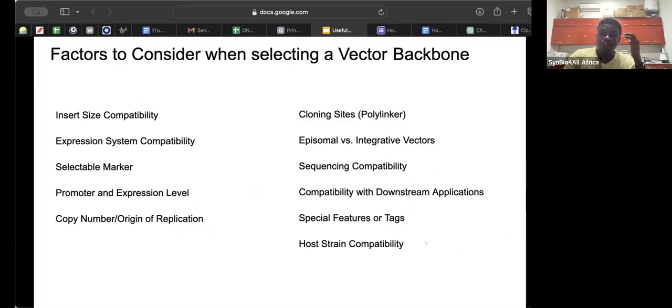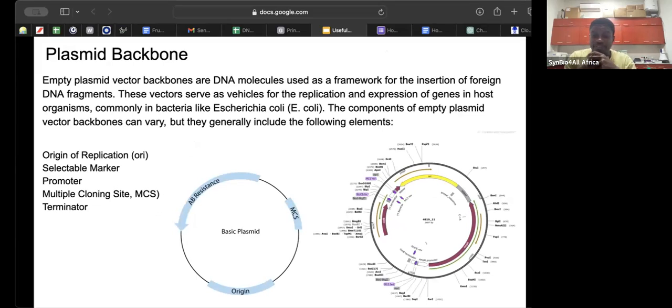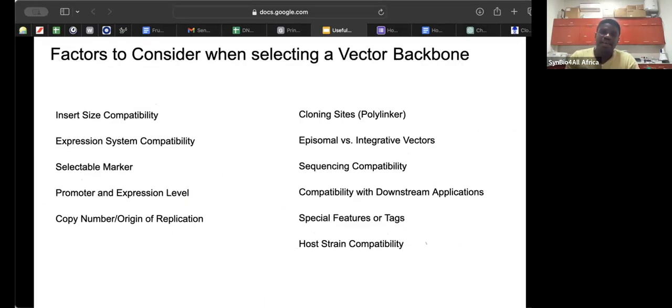When you go back to the origin of replication of your plasmid, it influences the copy number of your system. Copy number is the number of copies of the plasmid that a single bacteria can have in it. We have as low as 20 to as high as 700. So we have low, medium, and high copy number plasmids. You decide, okay, I want a vector backbone that gives my system a high copy number plasmid, so I'm going to choose a backbone with that.